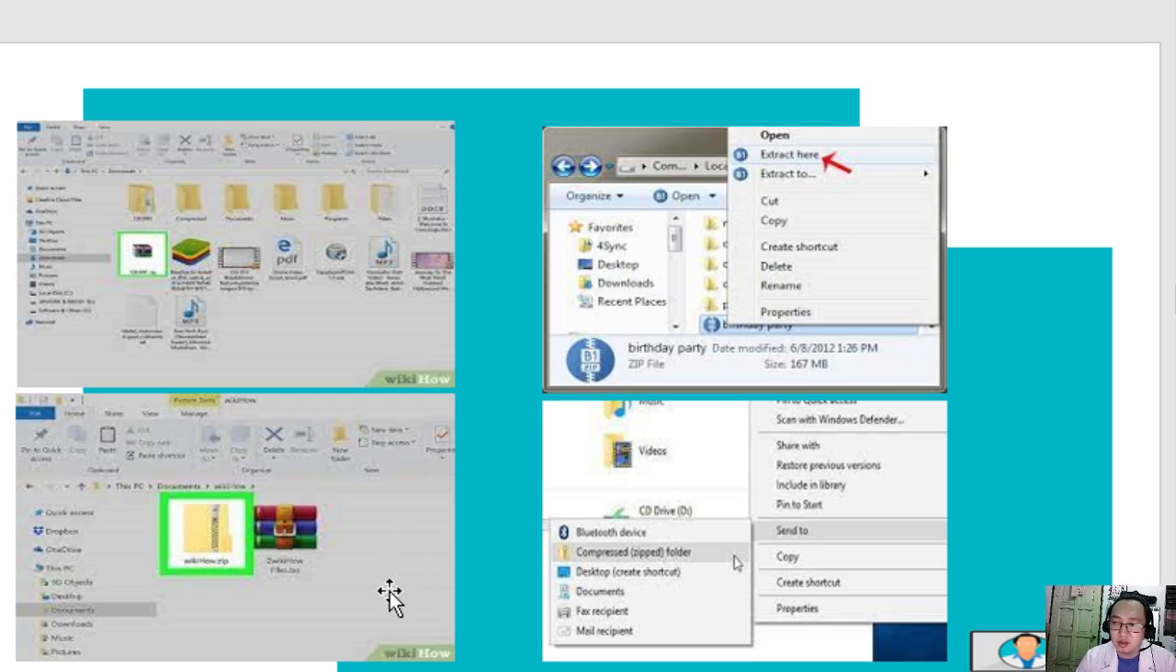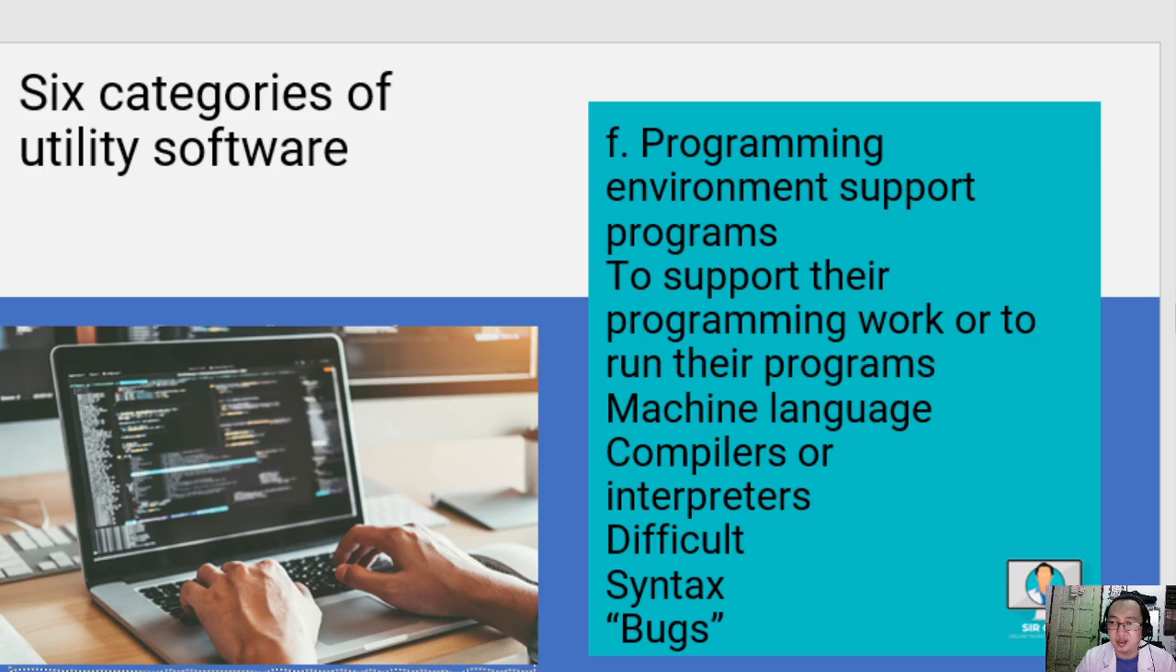On the other hand, if you want to transform your data into zip files, you right click it and choose compress, or zip the folder or the file. So that is extracting and zipping, or compressing.